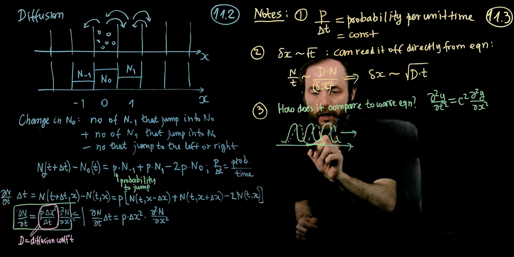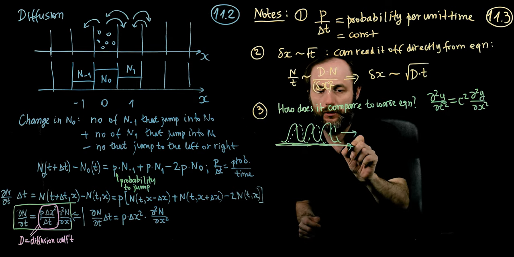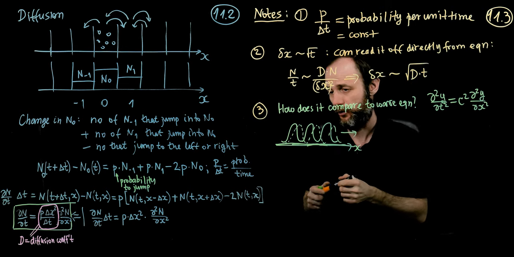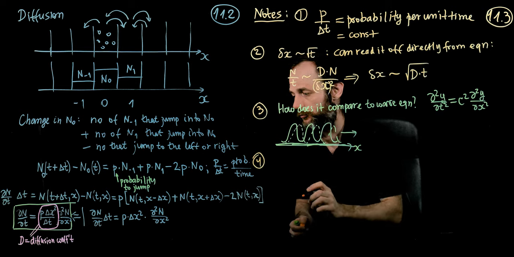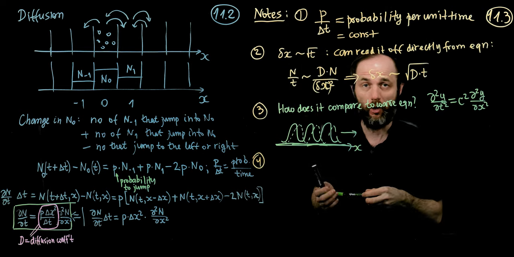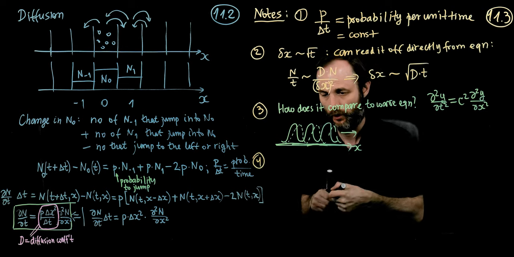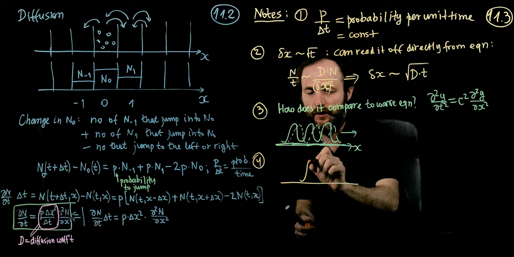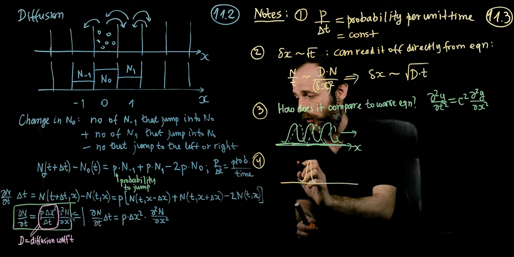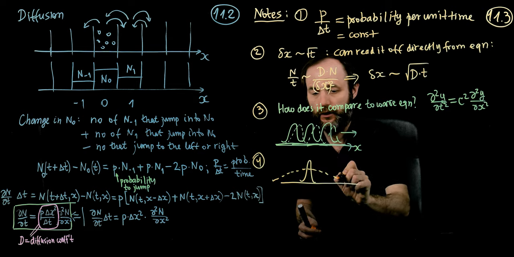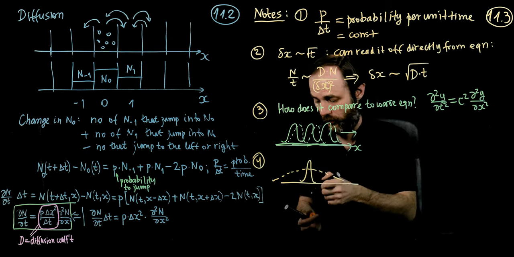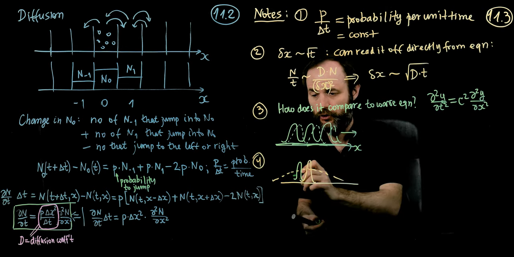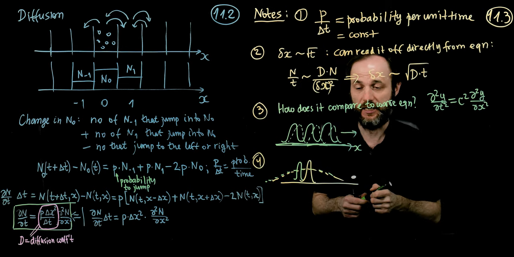Whereas, as we'll see in just a second, in the case of the diffusion equation, our blob will not be propagating anywhere. What will happen is that if we start with a blob, it will spread out. Or if we start with another blob, we're going to basically end up getting the same solution.